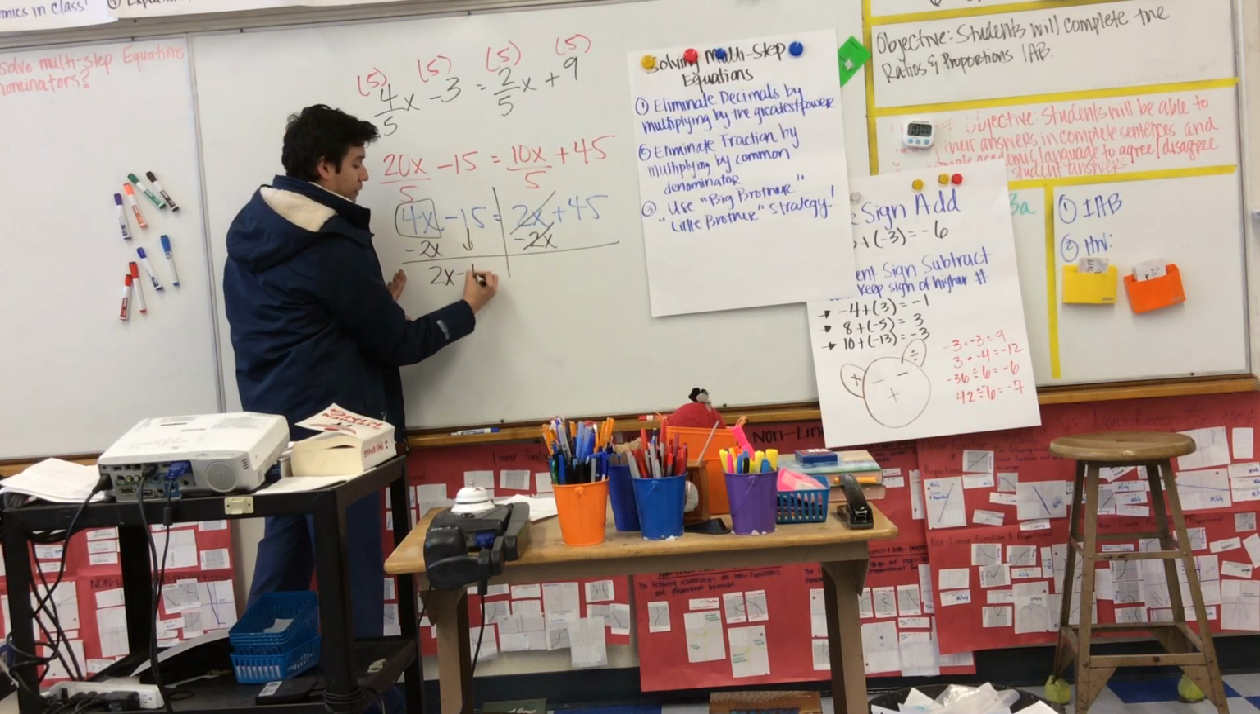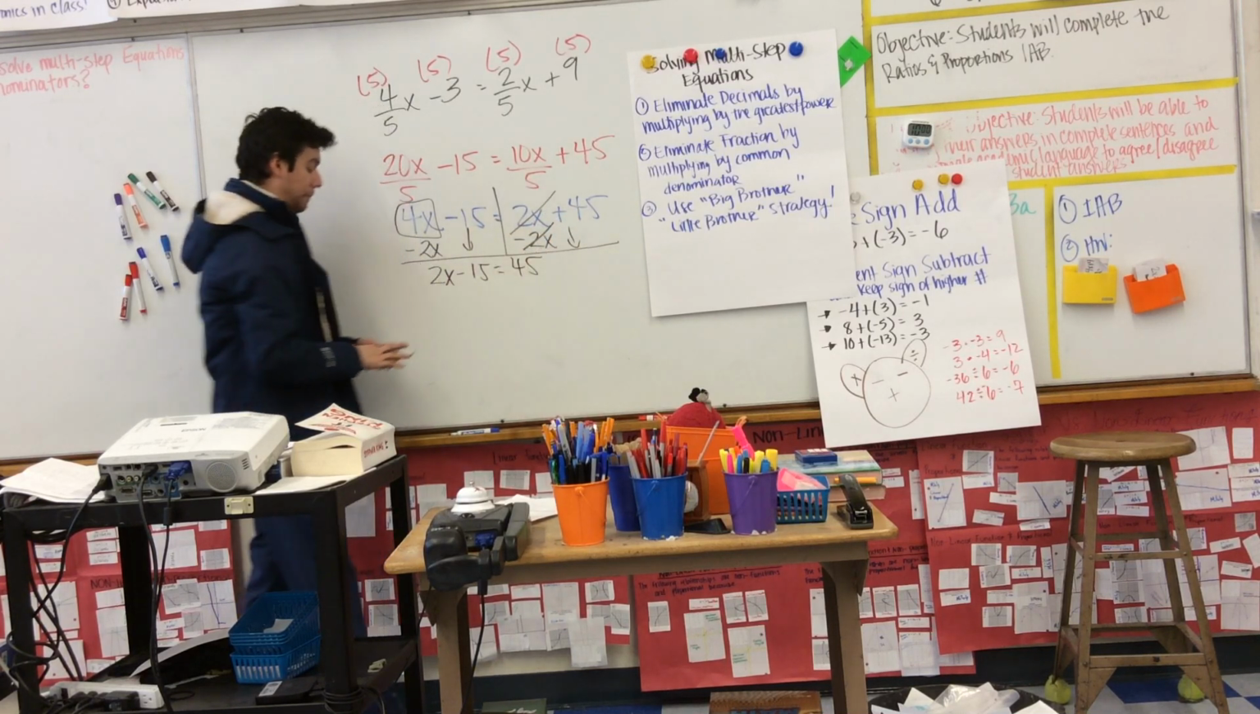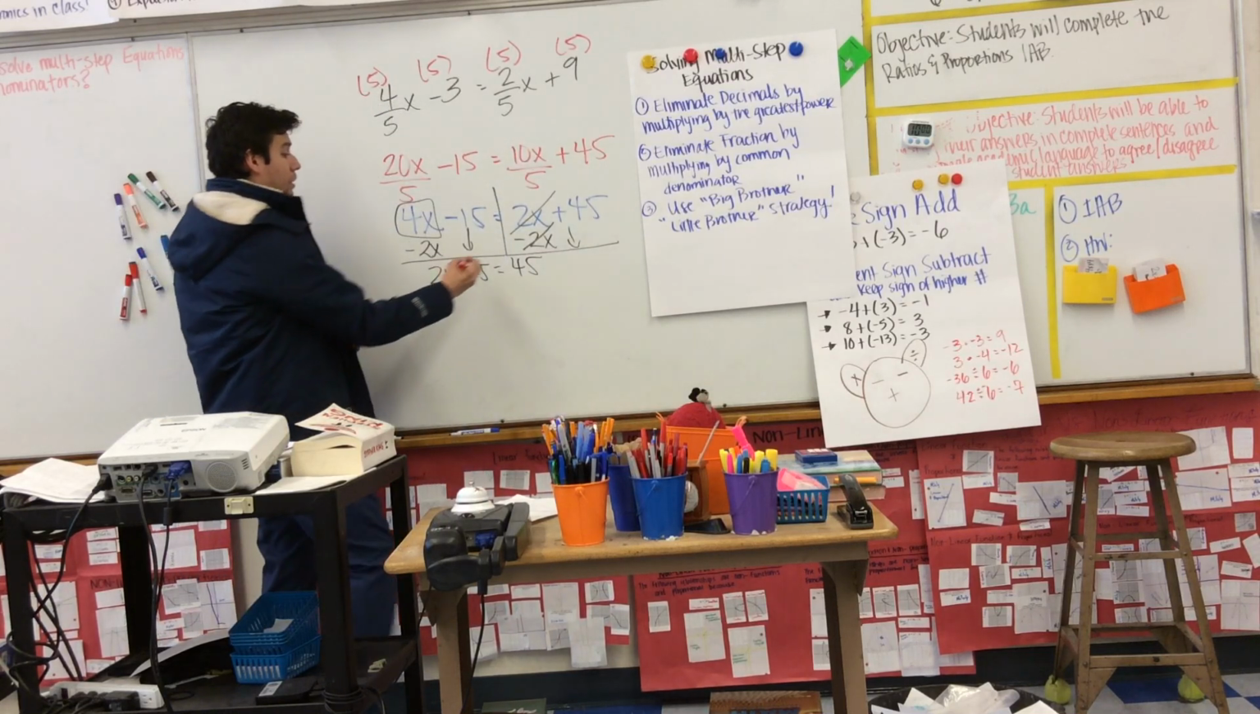Drop the minus 15 on the same spot. Drop the equal sign on the same spot, and then drop the 45 on the same spot. Okay, the next step is, keep on going, we're almost there.